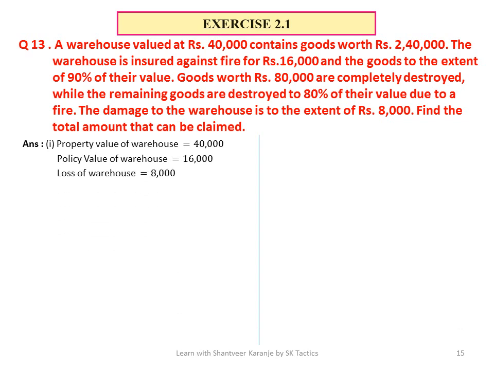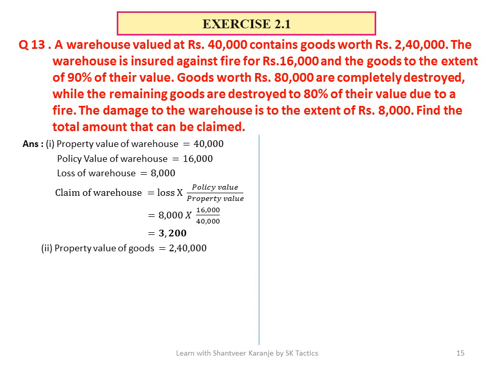Loss of warehouse, it is given in the last statement, it is 8,000. And with all these values I can calculate the claim of only the warehouse, that is loss into policy value upon property value, means 8,000 into 16,000 by 40,000, and it is 3,200. This is the first claim, means one of the claims.